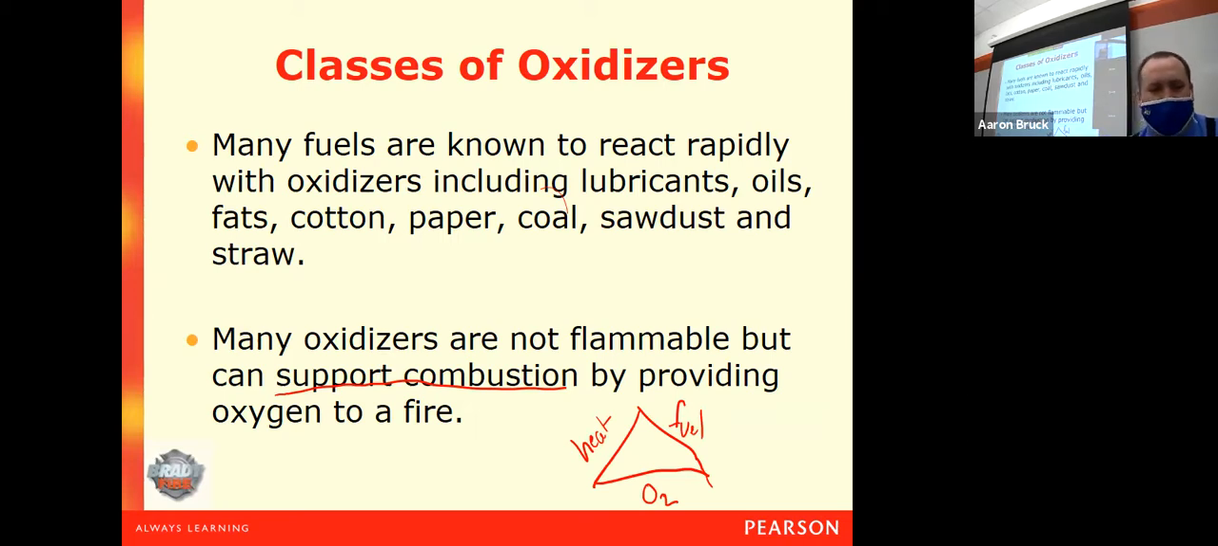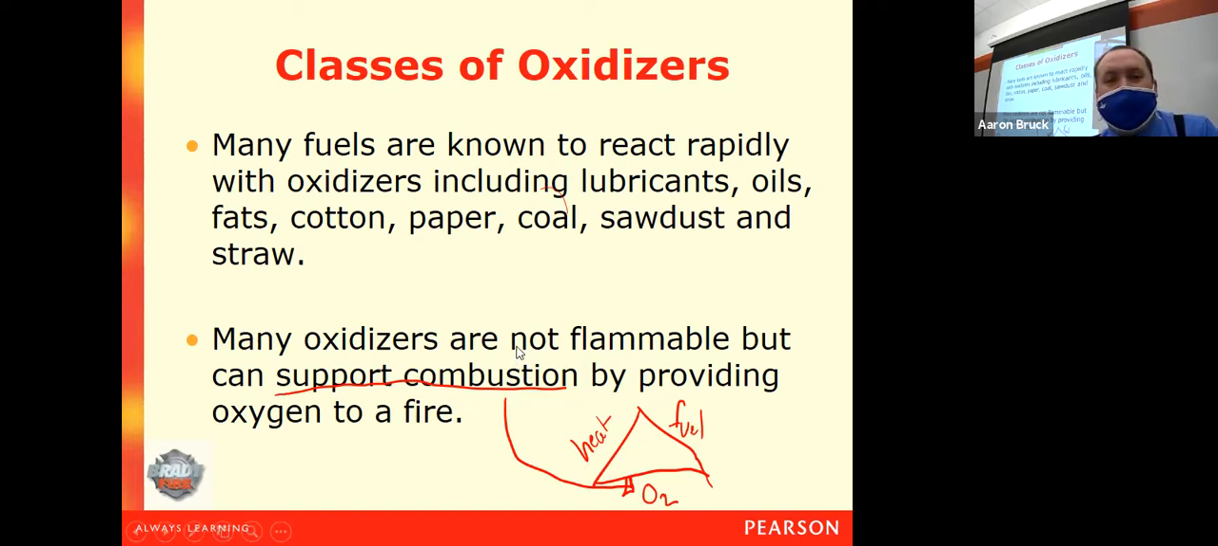So oxidizers are in that support role. They help us provide oxygen. Now, there are some oxidizers that are self-sustaining, meaning that when they break down, they will actually create a fuel and oxygen. And so they kind of self-sustain their own fires. But that's more of a rarity. That's a subclass. We'll talk about those in a little bit.